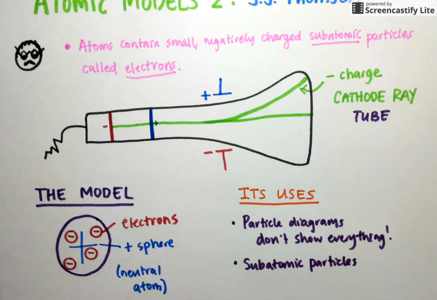So these were J.J. Thomson's contributions. I recommend being familiar with the cathode ray tube experiment and also with his model of the atom, thinking about how it's different from Dalton and how we might start making improvements to this model based on future evidence.